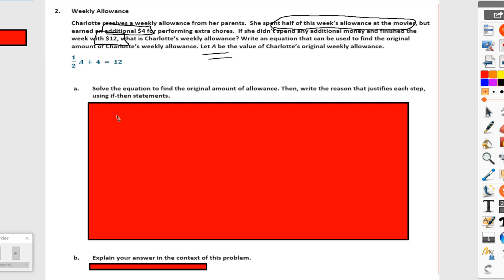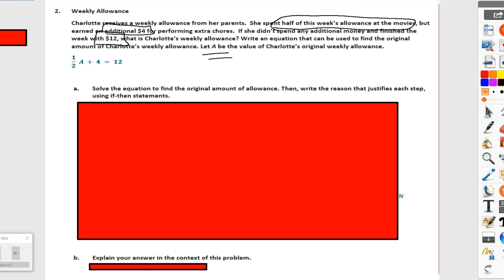So if we write, let's do this. There we go. Half of her allowance plus $4 equals 12. Remember, our goal is to get that A by itself. So we're going to subtract 4 from both sides. And we're doing that because we're adding the inverse. Okay, we're adding the inverse. We're doing the opposite, adding the opposite inverse.